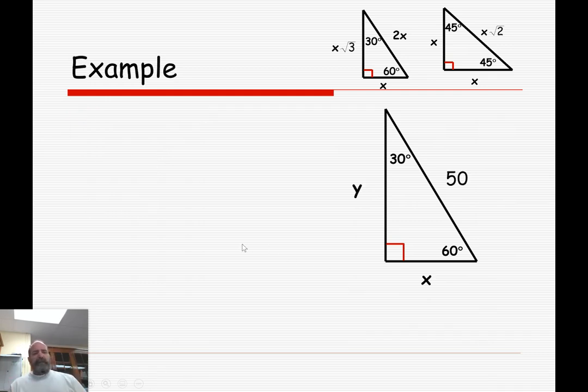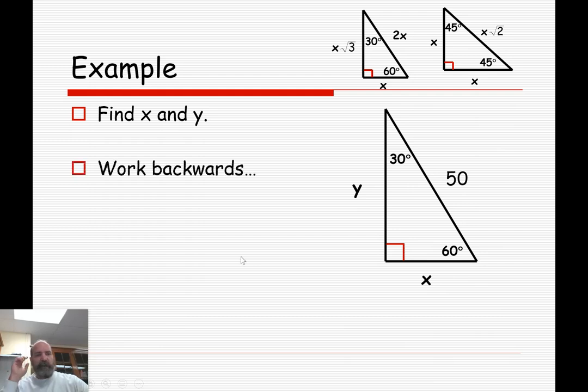Okay, this one, go ahead and write this one down, I suppose. This time they give me the long side, or the hypotenuse. And we're on the 30, 60, 90, so that's 2x. Okay, well, that's double the short side. So what is the short side?